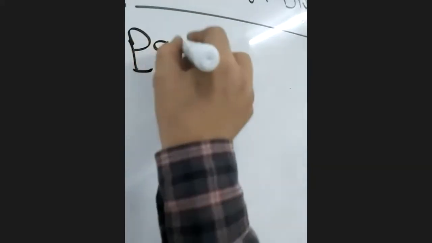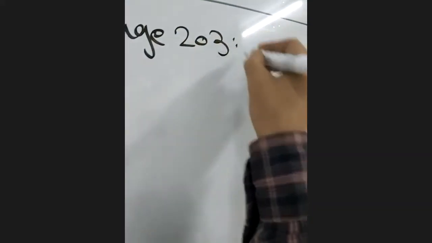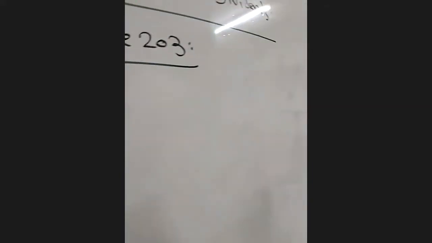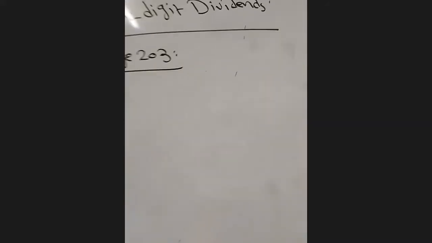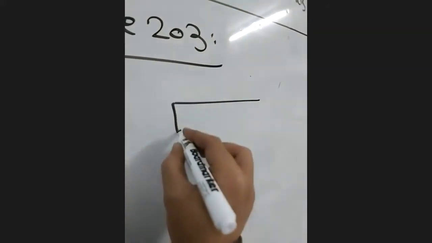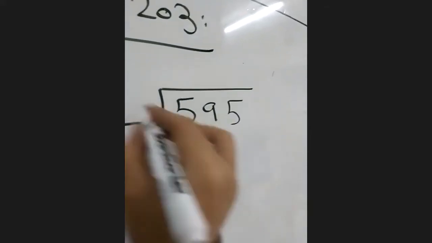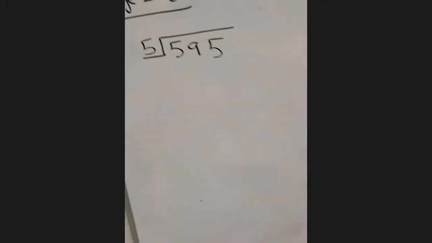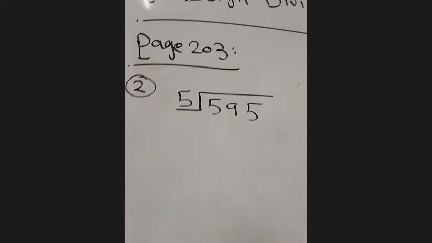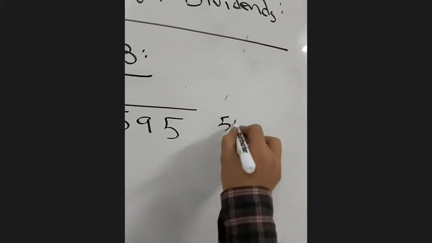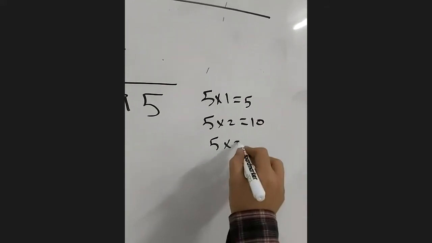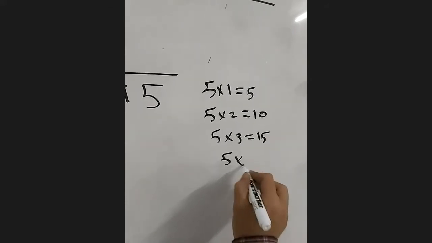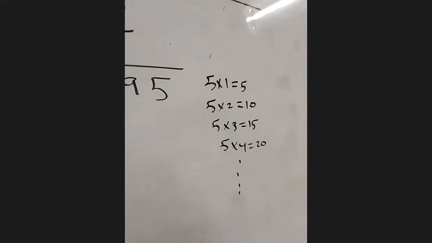Now let's go to page 103 together and do question 2. We did question 1 there. Let's do question 2. We have 595 divided by 5. Now to answer this, we need to be very good in the timetable of 5. 5 by 1, 5. 5 by 2, 10. 5 by 3, 15. 5 by 4, 20. And so on. We know the timetable of 5.